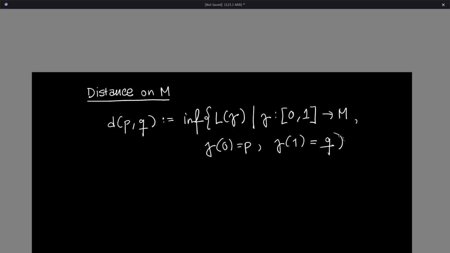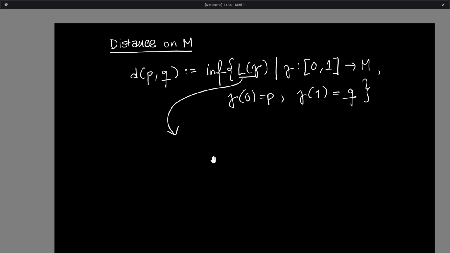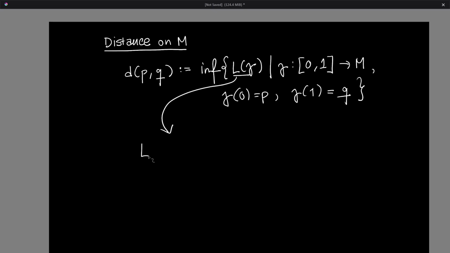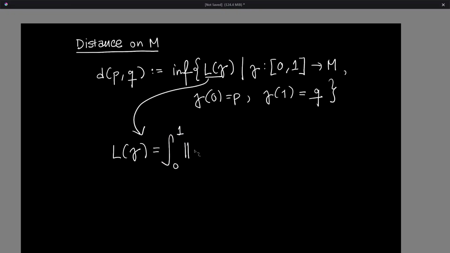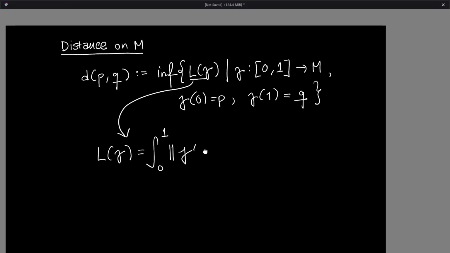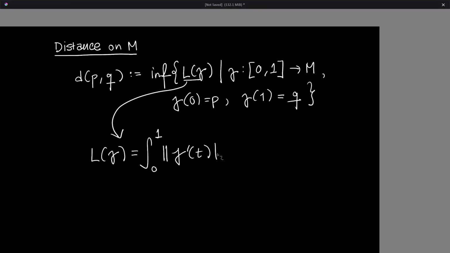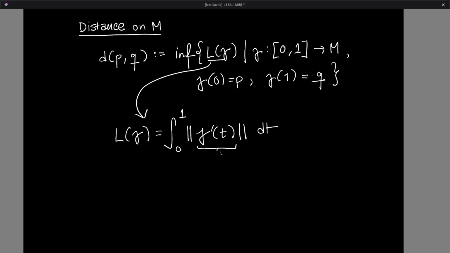And why are we taking the infimum here? Well, L of gamma is a function that we're about to define, and this is where the metric comes in. So L of gamma is equal to the integral from 0 to 1 of the length of gamma prime of t dt. And remember from lecture 1 that these parametric curves have a derivative associated with them.